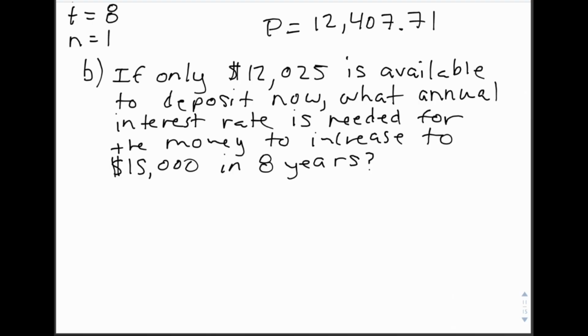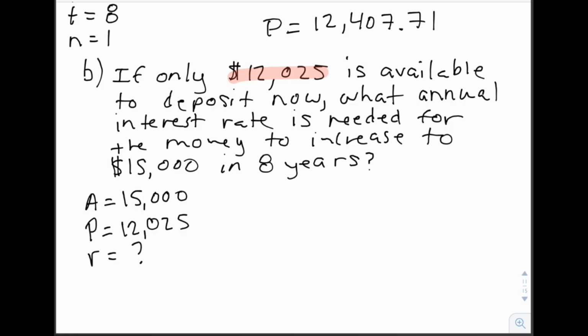It states if only $12,025 is available to deposit now, what annual interest rate is needed for the money to increase to $15,000 in 8 years? So let's go ahead and write the information that we know. Again, we know that our A is going to be equal to $15,000. We know that our P now is going to be equal to, what did it tell us? It told us $12,025. We know that our r is going to be equal to something. We need to figure out what it is.